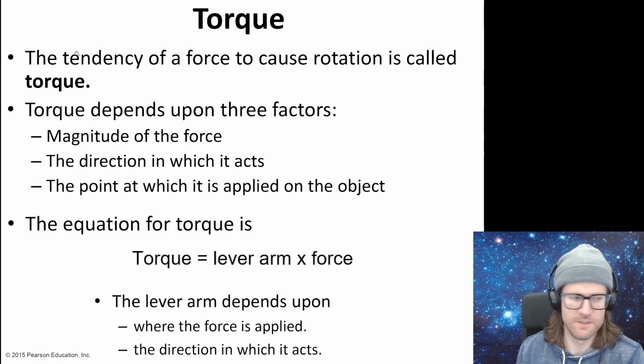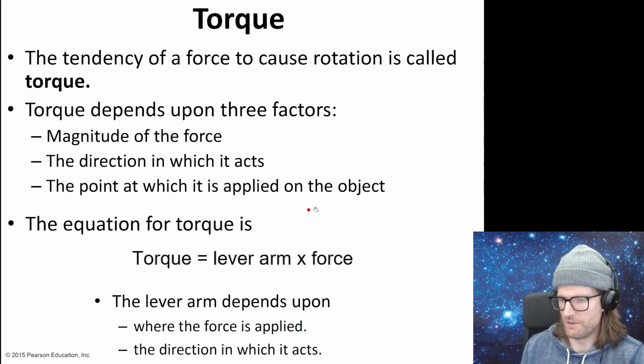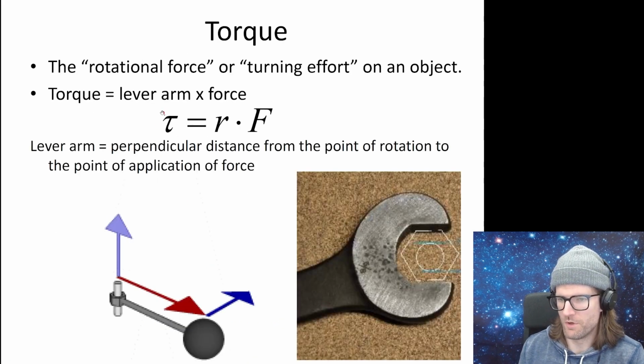Okay, torque. This is a rotational force. Torque depends on three factors: magnitude of the force, the direction in which it acts, and the point at which it's applied on the object. So the equation is torque equals the lever arm times the force. Let's do some pictures here so we can see this. Torque, which is this Greek letter tau, is equal to where the force is applied, the radius from the center of rotation, times the force.